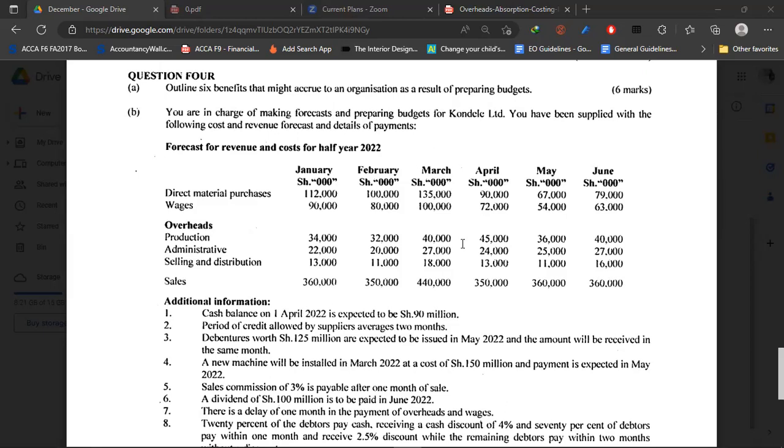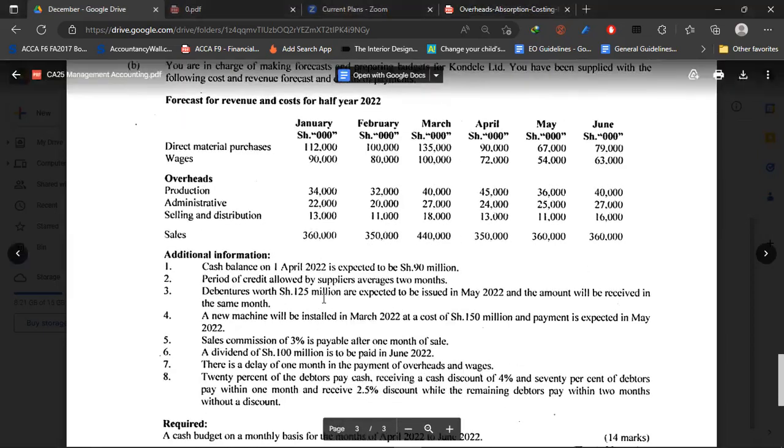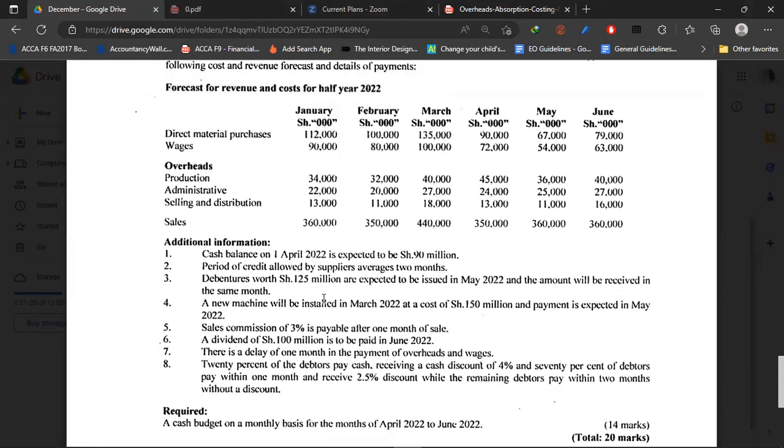There is a delay of 1 month in the payment of overheads and wages. 20% of the debtors pay cash, receiving a cash discount of 4%, and 70% of debtors pay within 1 month and receive 2.5% discount, while the remaining debtors pay within 2 months without a discount. Required: a cash budget on a monthly basis for the months of April 2022 to June 2022.